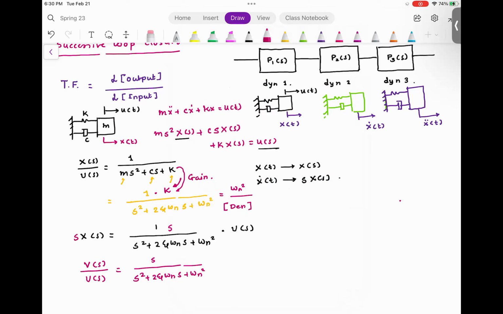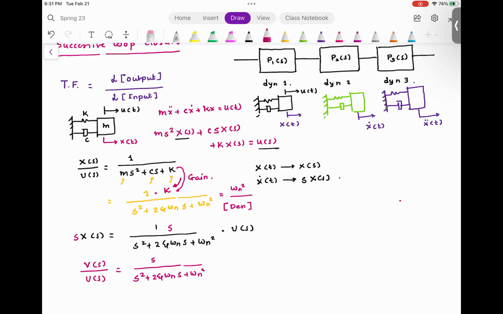So if somehow I tune the gain, or the gain of my system is related to omega n square, or is equal to the stiffness matrix, then I would have omega n square in the numerator, and I will have some values in the denominator. Important point. The first transfer function will become 1 divided by 0 for certain values of s.